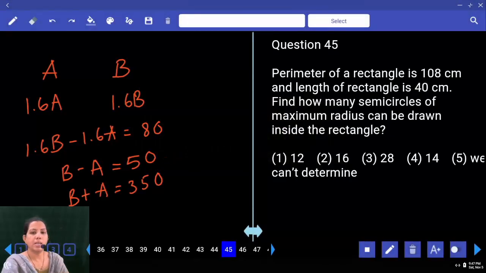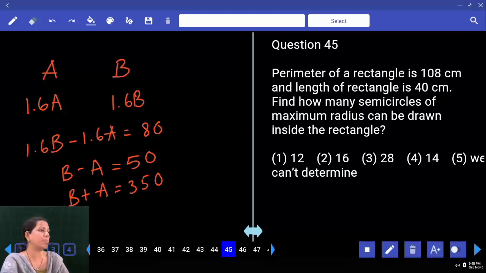Okay na? Next question number 45. Perimeter of a rectangle is 108 and the length of rectangle is 40. Find how many semicircles of maximum radius can be drawn inside the rectangle. So what is 108? Perimeter of the rectangle. Perimeter of the rectangle means 2 into L plus B value 108.